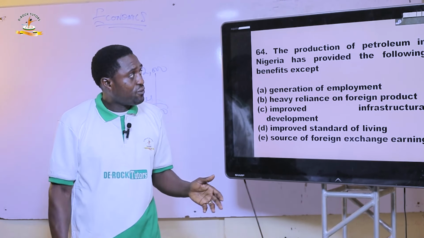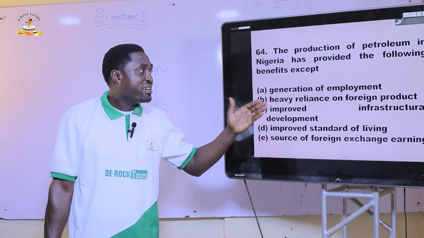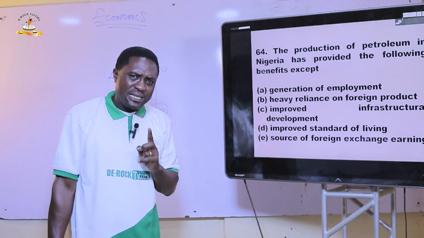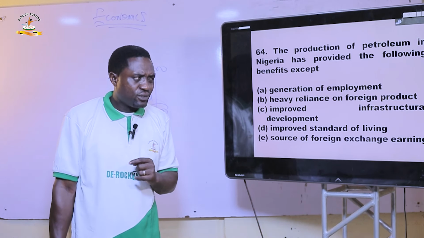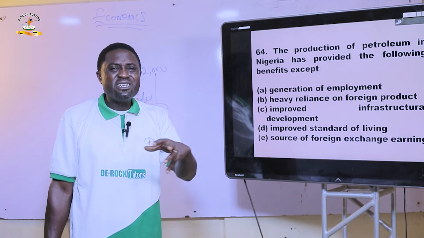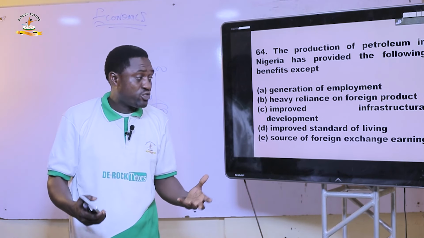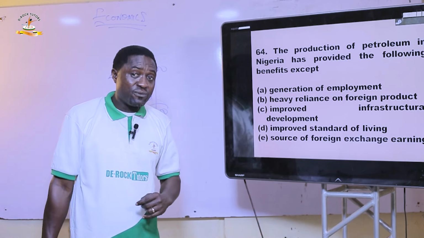As a result of what? Production of petroleum in Nigeria. Some people are gainfully employed. Every reliance on foreign products? That is a disadvantage, so it shouldn't be part of it. Improved infrastructural development: part of the money generated from the petroleum into the country has been used to build infrastructure. Then improved standard of living.